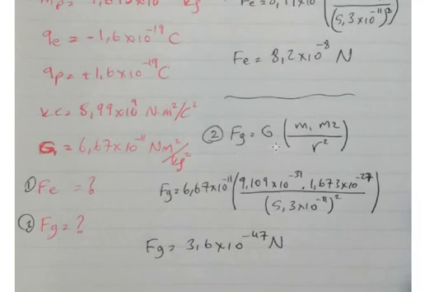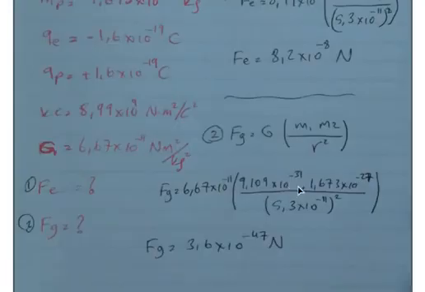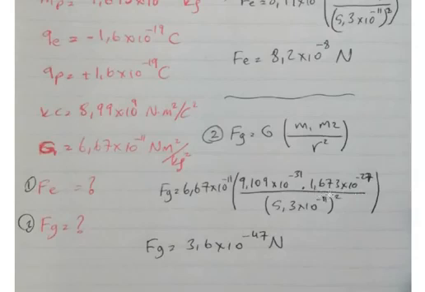So if we replace the numbers, we have Fg equal to G, which is 6.67 times 10 to the power minus 11, times m1, the mass of proton or the mass of electron. It doesn't make a difference which one you write first, because it is multiplication. So we wrote the mass of electron here, and then the mass of proton, 1.673 times 10 to the power minus 27, over 5.3 times 10 to the power minus 11 squared.